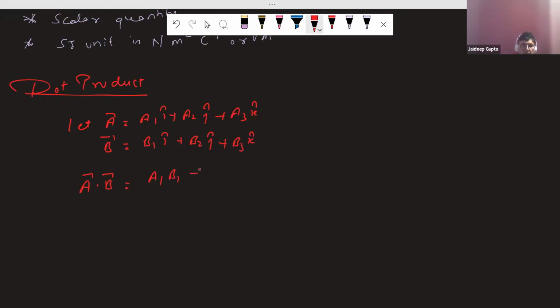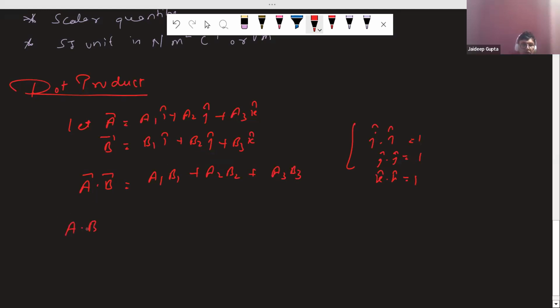A1 B1 plus A2 B2 plus A3 B3, because I dot I is 1, J dot J is 1, K dot K is also 1. And if you multiply the I component with the J component, it will turn out to be 0, because I and J both are perpendicular. We can also write A dot B equals AB cos theta. The angle between them is 90 degrees, hence A dot B will be 0.